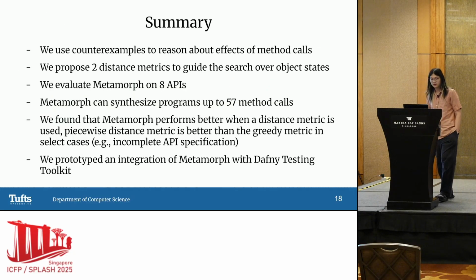So in summary, we introduced Metamorph, which uses counterexamples to reason about effects of method calls. We proposed two distance metrics to guide a search over object state. We evaluated Metamorph on 8 APIs, and it can synthesize programs up to 57 method calls, some of which are not even automatically verifiable without user hints. We found that Metamorph performs better when a distance metric is used, and the piecewise distance metric is better than the greedy metric in some selected cases, like the one I introduced before.